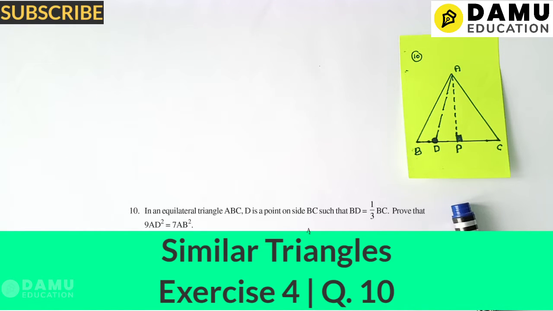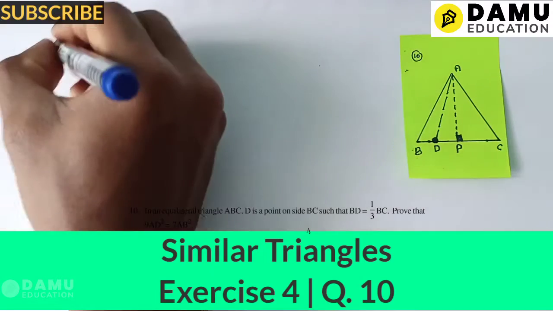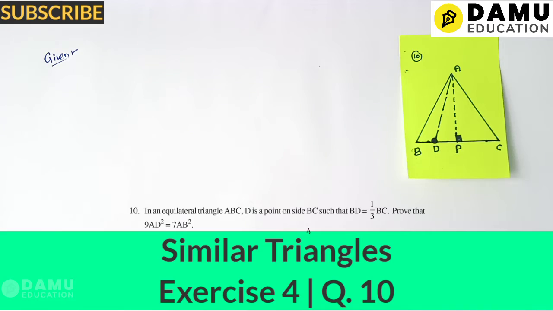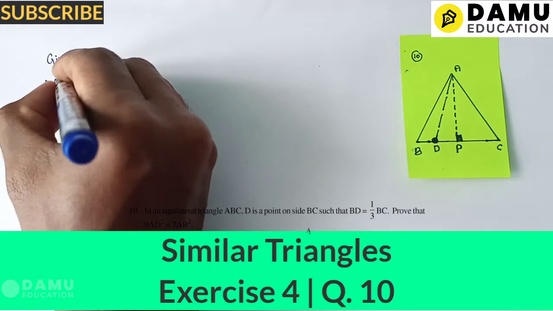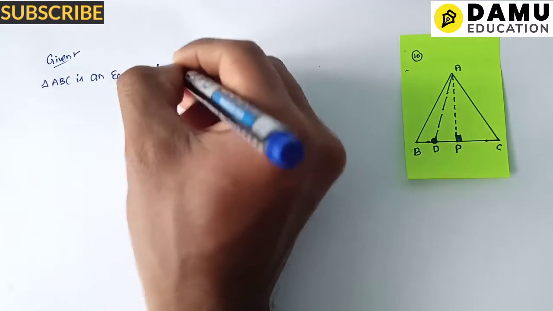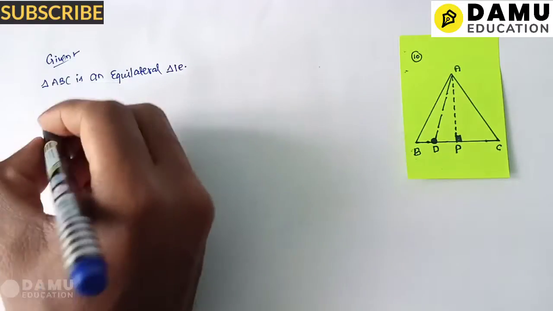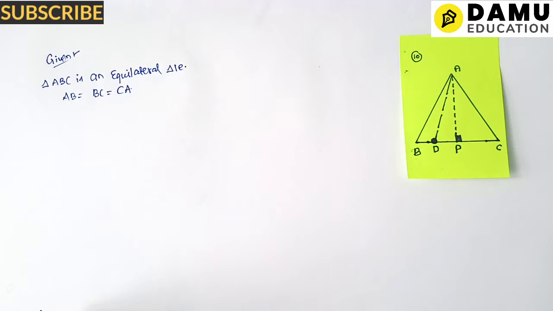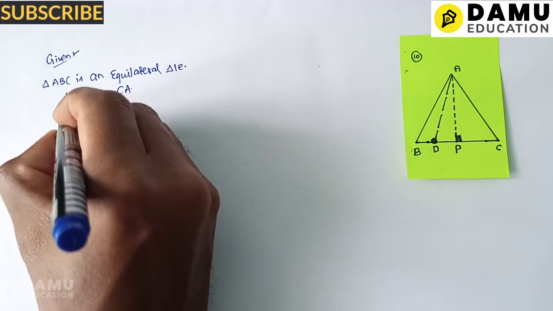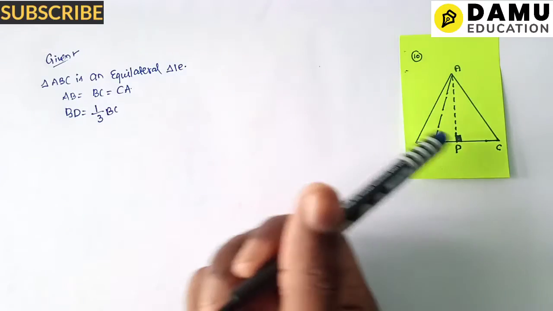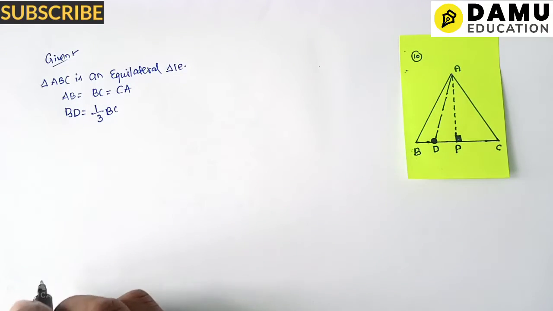So this is the equation they are asking. First of all, let's write the given conditions. So what are the given conditions? Triangle ABC is an equilateral triangle. That means all the sides are equal: AB is equal to BC, and BC is equal to CA. These are all the three sides. Then the other given condition is BD is equal to 1/3 of BC.